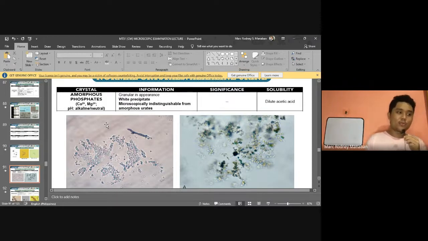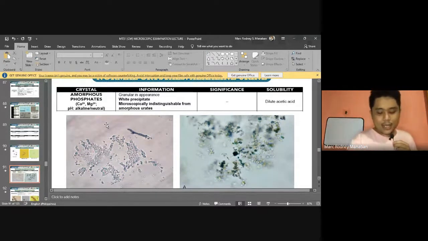Remember that amorphous phosphates are soluble in dilute acetic acid. And as for pH, if the urine is alkaline, of course, that's amorphous phosphates. And if it is acidic, amorphous urates. So you can determine the cause of turbidity, because both of them can cause non-pathologic turbidity.